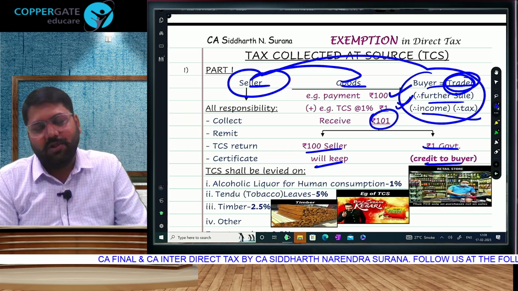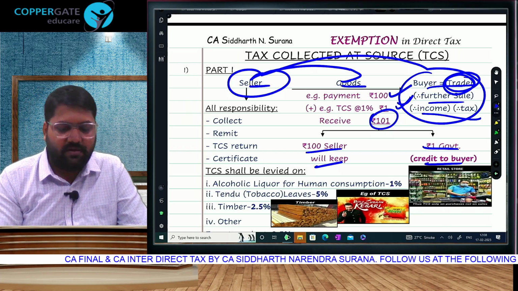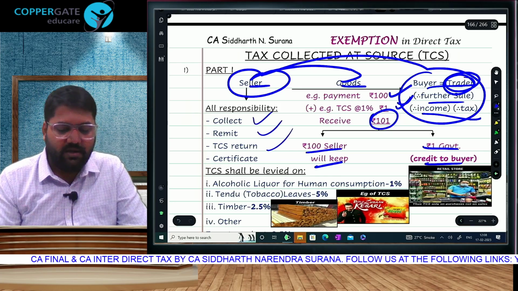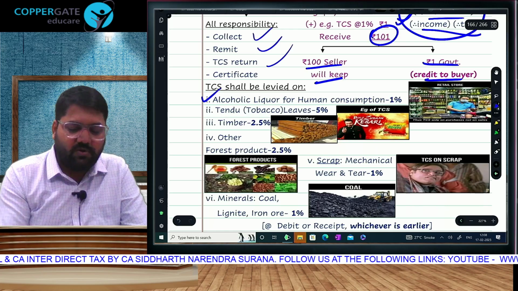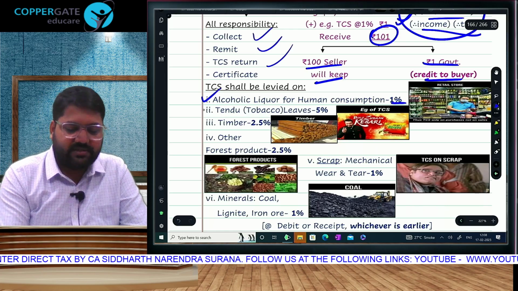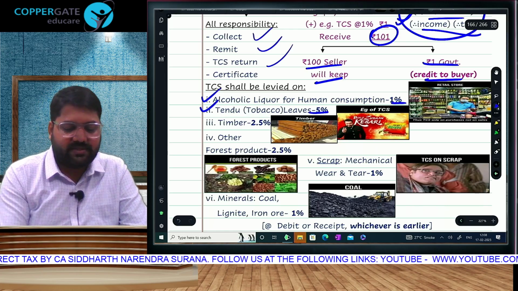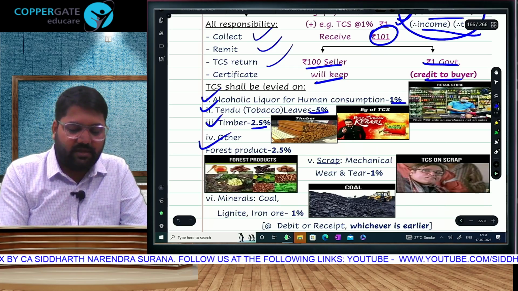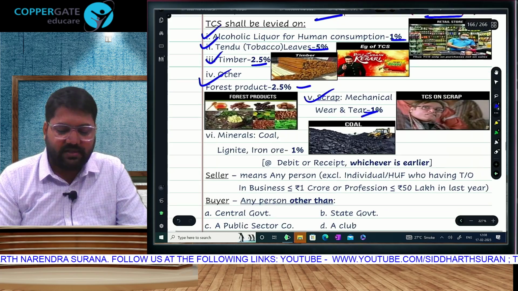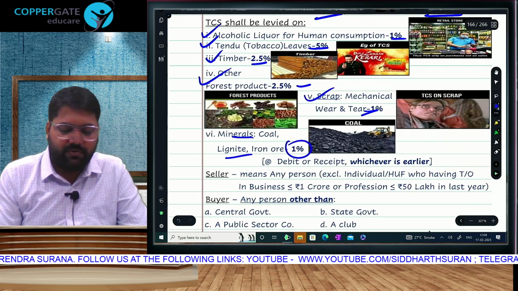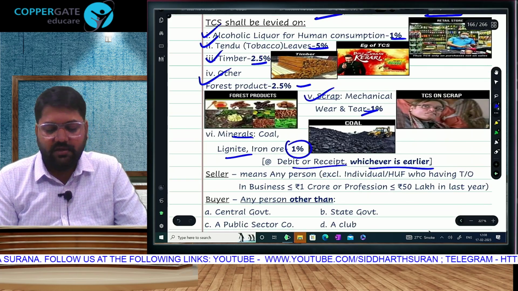In that chapter, all the responsibilities were on the payer. Here, collect, remit, everything is on the seller. But TCS in part 1 applies only to selected industries. Alcoholic liquor for human consumption 1%. Tendu leaves, tobacco leaves 5%. Timber के ऊपर 2.5%. Other forest product 2.5%. Scrap, mechanical wear and tear, kachra etc. 1%. And minerals, coal, lignite, iron ore 1%. Debit or receipt, whichever is earlier.